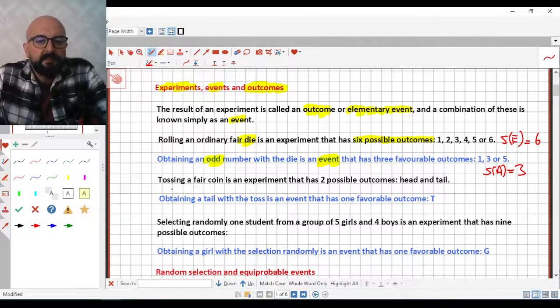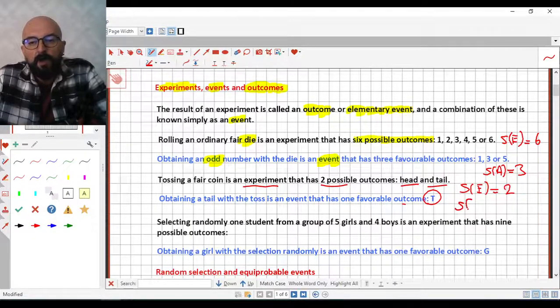Tossing a fair coin is an experiment that has 2 possible outcomes: head or tail. So the number of experiments is 2, and obtaining a tail with a toss is an event that has 1 favorable outcome, tail. So the number of events is 1.